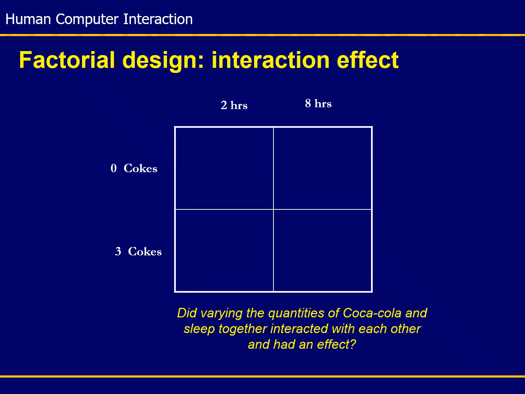Now, what's interesting is that we're also going to study the combinations against each other: 0 Coke in 2 hours, 0 Coke in 8 hours, 3 Cokes in 2 hours, and 3 Cokes in 8 hours. And if there is a significance in one of those combinations compared to the other 3, it will be reported by the factorial ANOVA. This is called the interaction effect analysis. So this is what factorial ANOVA is all about.